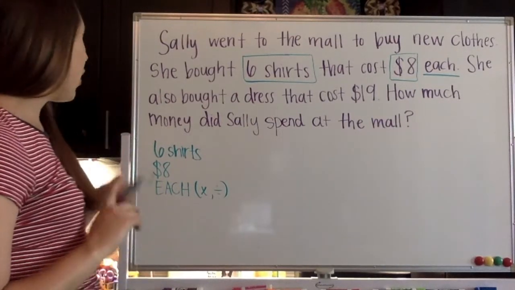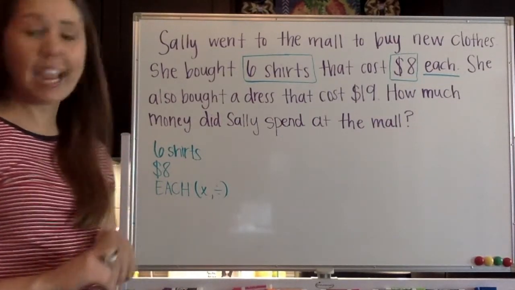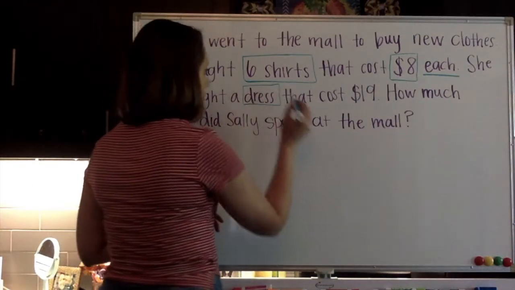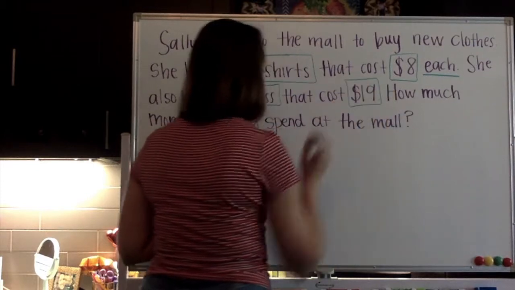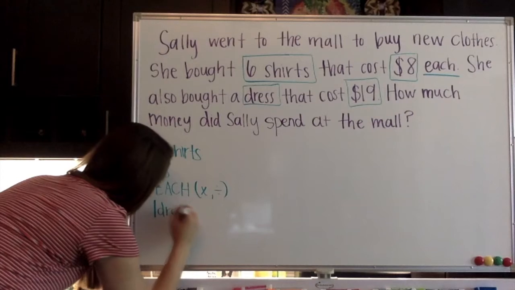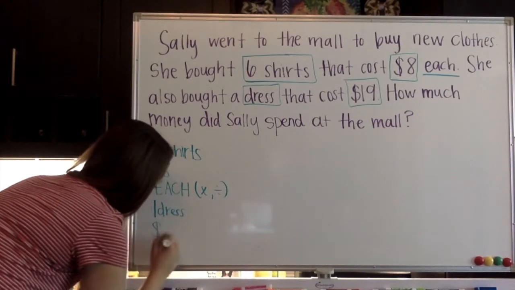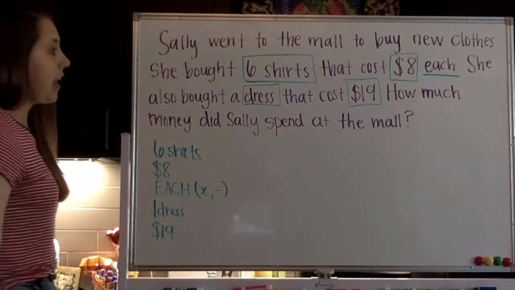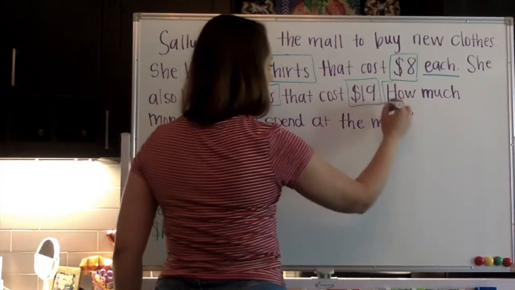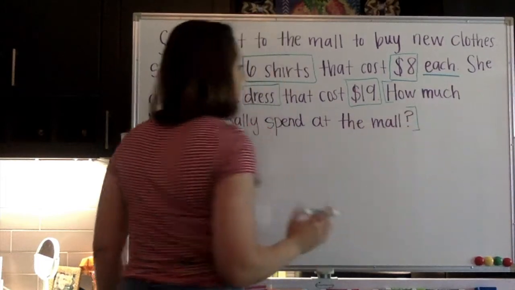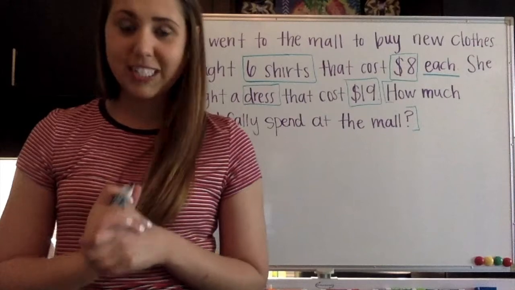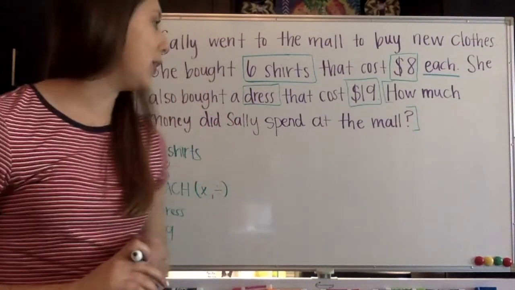Our next sentence says she also bought a dress that cost $19. So I have a dress that cost $19. So one dress for $19. And then the question is asking, how much money did she spend at the mall? So that sounds like they're looking for a total, the total amount of money that she spent at the mall when she was buying clothes.